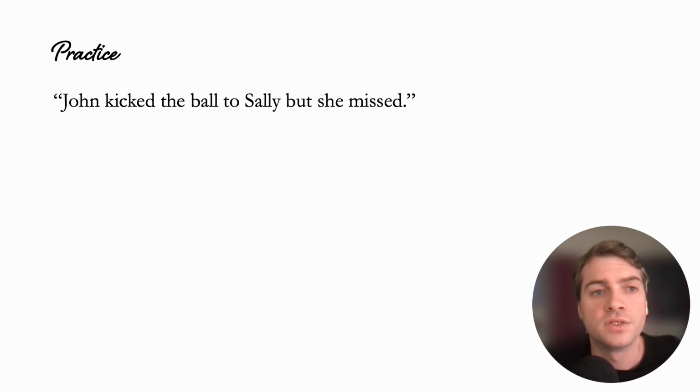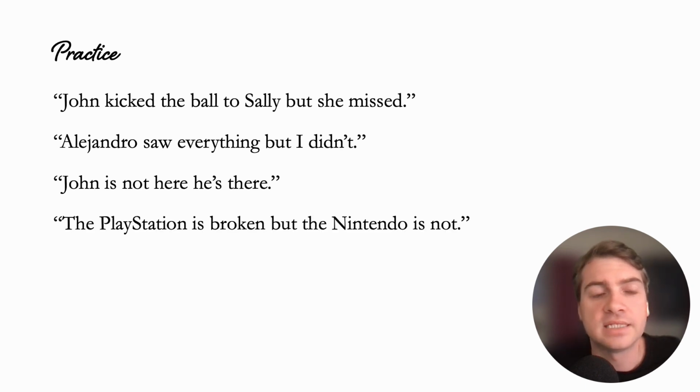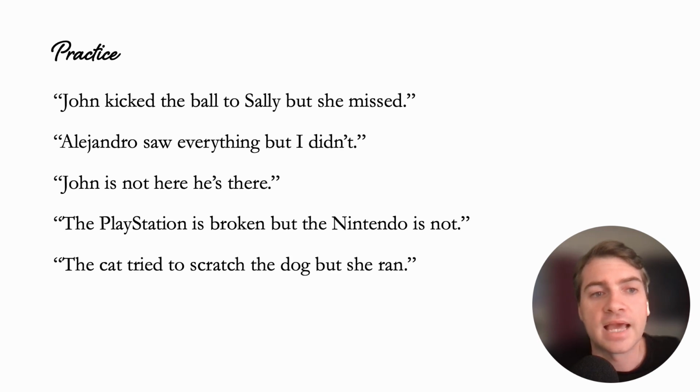So the first one, John kicked the ball to Sally, but she missed. Alejandro saw everything, but I didn't. John is not here, he's there. The PlayStation is broken, but the Nintendo is not. The cat tried to scratch the dog, but she ran. Okay, so go ahead and pause the video, go through these, identify the independent and dependent clause, then unpause me and I'll give you the answers and explain everything a little bit. So go ahead and pause me now.